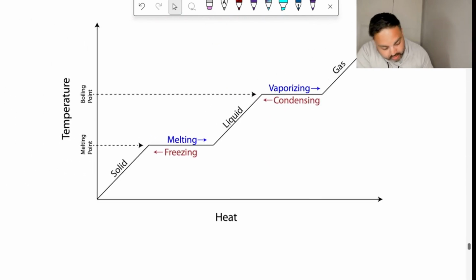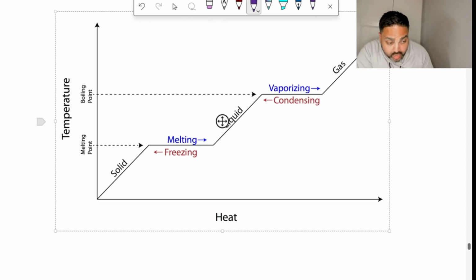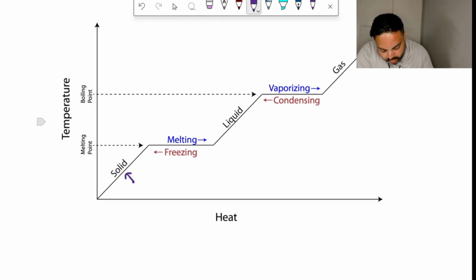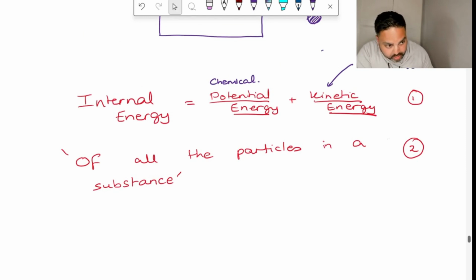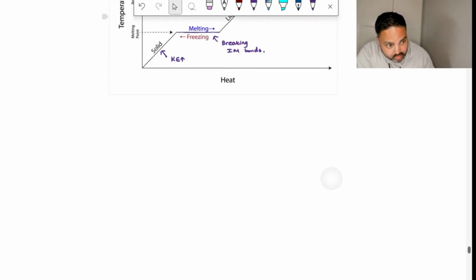Here, when I'm increasing the temperature of something, this is part of the energy topic, but it's the last part of the energy topic. So when you talk about increasing the temperature, what you're doing is increasing the kinetic energy of the molecules. Whereas when you are talking about melting and freezing, what you are doing is breaking intermolecular bonds. So that's what you need to understand when we talk about the chemical potential energy.